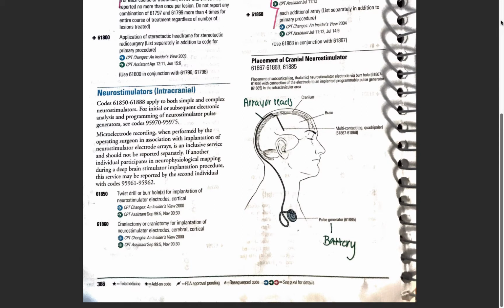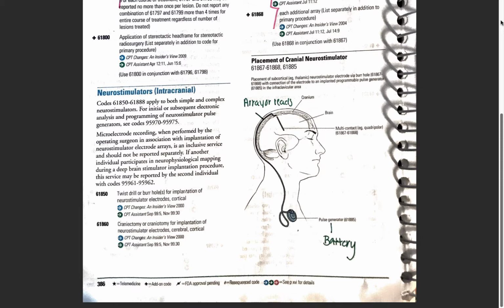Now turn to the neurostimulator's intracranial section. Codes 61850 through 61888 apply to both simple and complex neurostimulators. We'll talk about what a neurostimulator is here in a minute. For initial or subsequent electronic analysis and programming of neurostimulator pulse generators, see codes 95970 through 95975 in the medicine section.